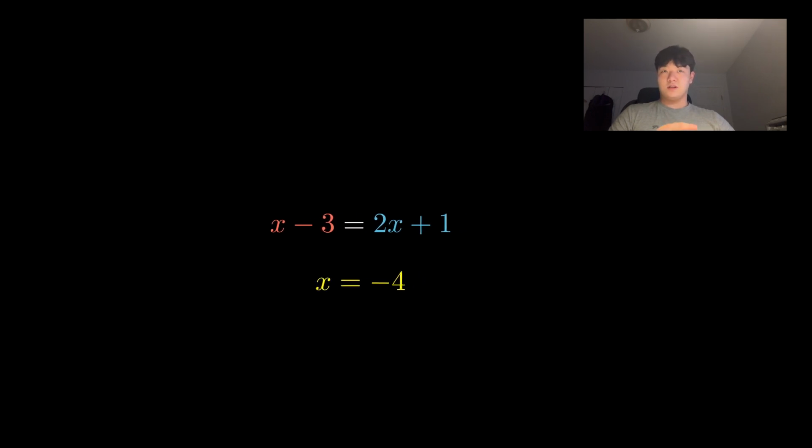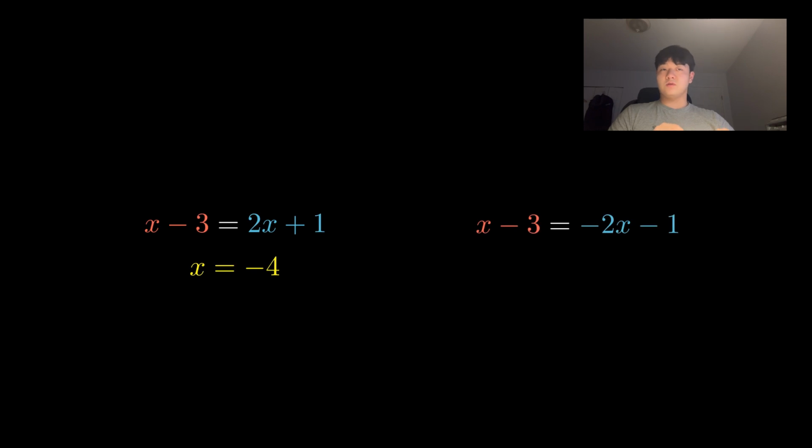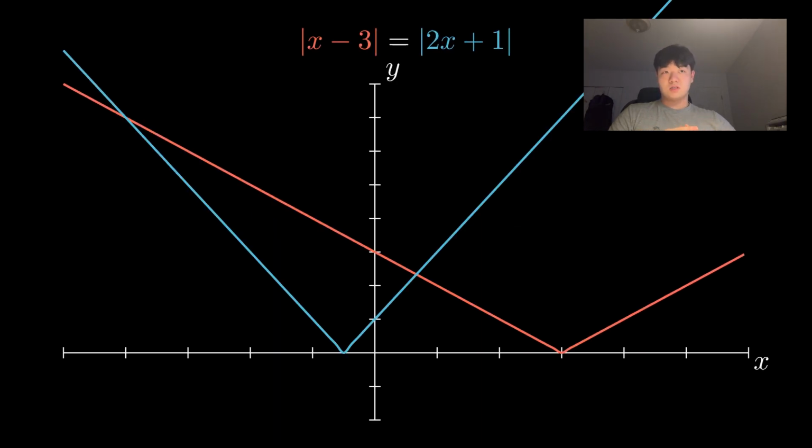The second case is when x minus 3 is equal to negative (2x plus 1) in brackets. You simplify it, and then you get x equals 2 over 3. And this is our second solution. So in total, there are two solutions: x is equal to negative 4 and 2 over 3.